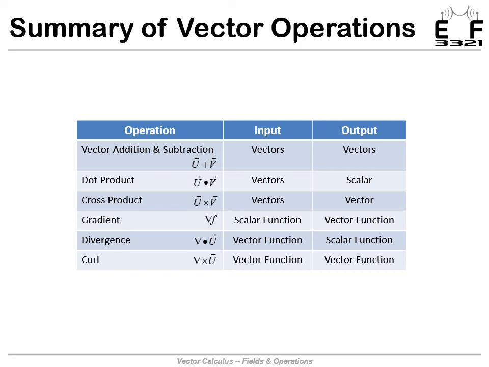So in doing math, having a table like this either written down or memorized is a really good self-check. For example, if you calculate the curl of some vector function and end up with a scalar, clearly there's been a mistake made somewhere.